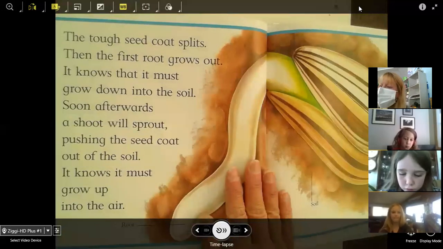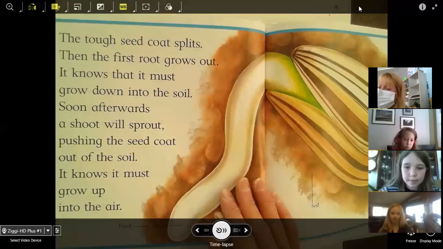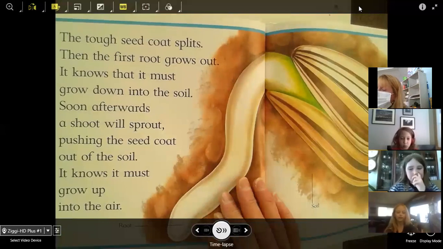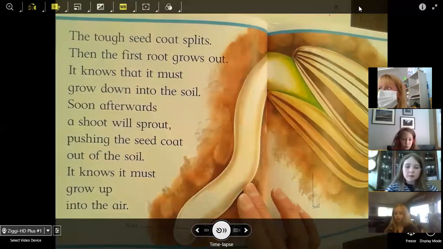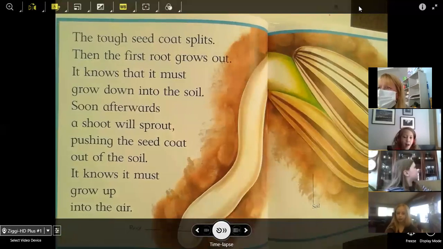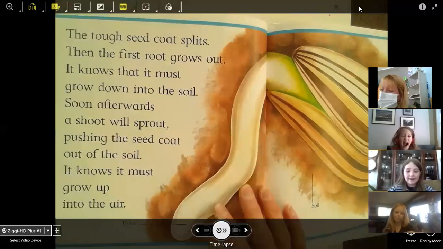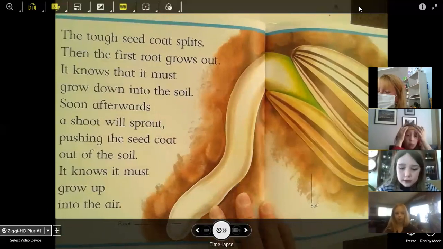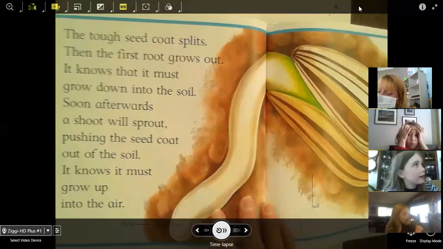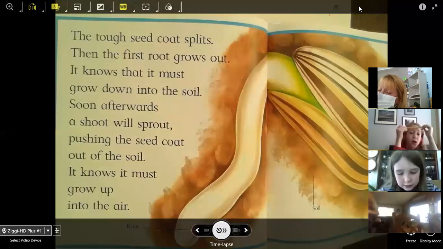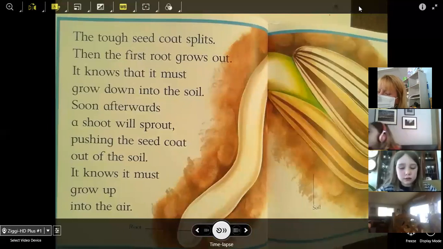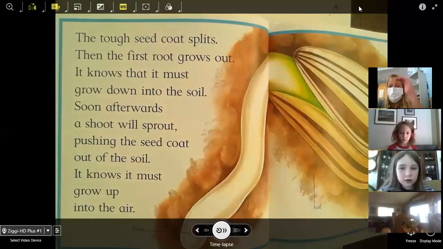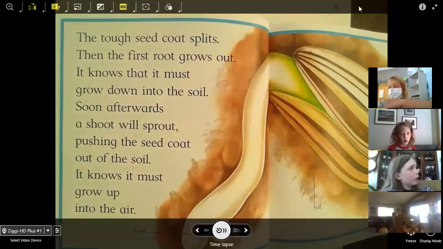The tough seed coat splits, then the first root grows out. It knows that it must grow down into the soil. So if you listen now, it's going to help you with your assignment today. So be listening to what I'm saying. The tough seed coat splits, then the first root grows out. It knows that it must grow down into the soil. Soon afterwards, a shoot will sprout, pushing the seed coat out of the soil. It knows it must grow which way to get air? Up. The shoot's going to go up, the root's going to go down.